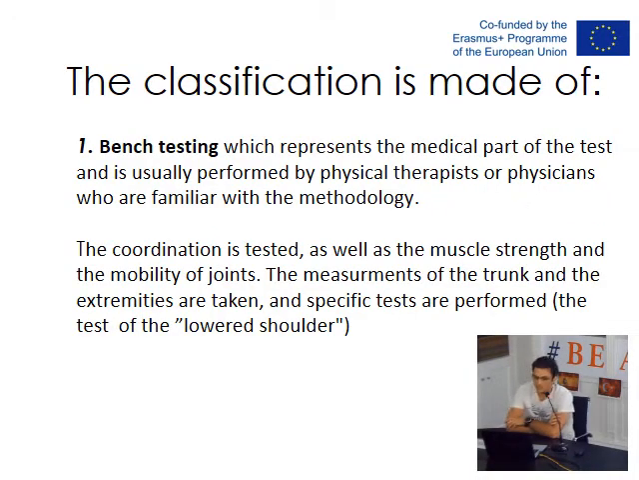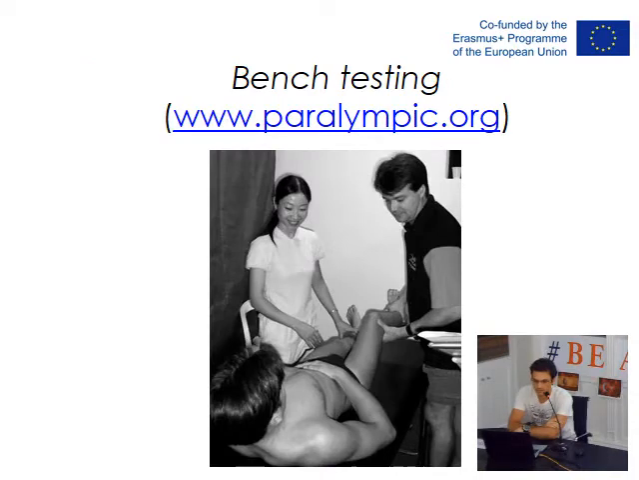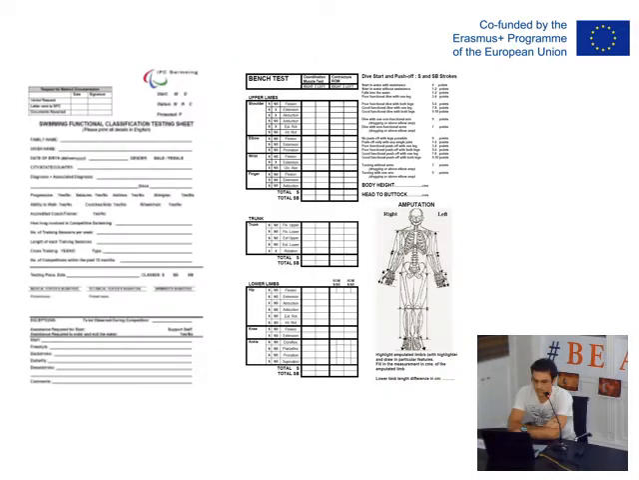Classification is made up, for one, of bench testing, which represents the medical part of the test, and it's usually performed by physical therapists or physicians who are familiar with the methodology. It includes the coordination test, as well as muscle strength and the mobility of joints. The measurements of the trunk and the extremities are taken and specific tests are performed, for example, the test of the lower shoulder for butterfly swimming. And this is an example of bench testing. These are the questionnaires that swimmers must fulfill.